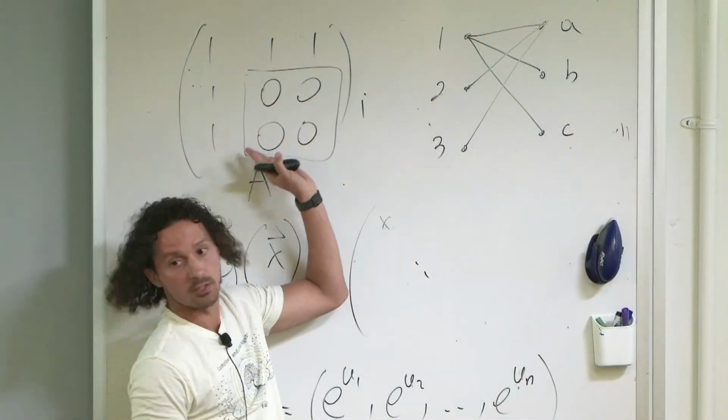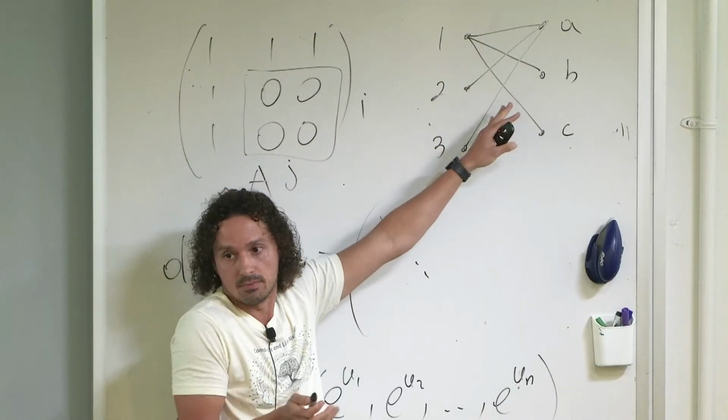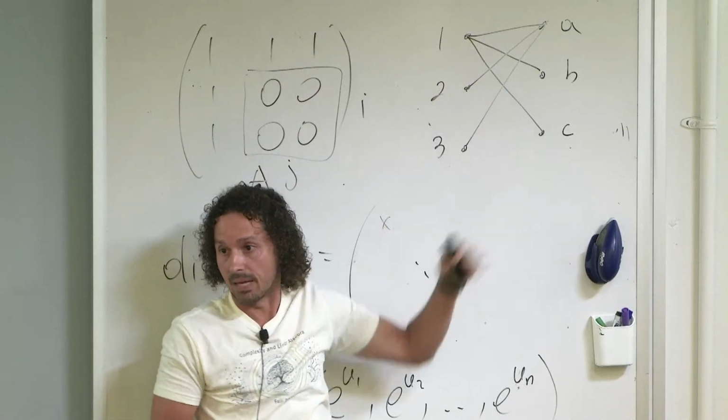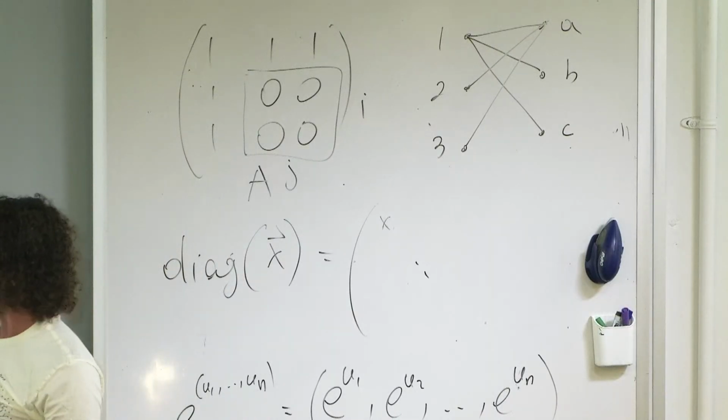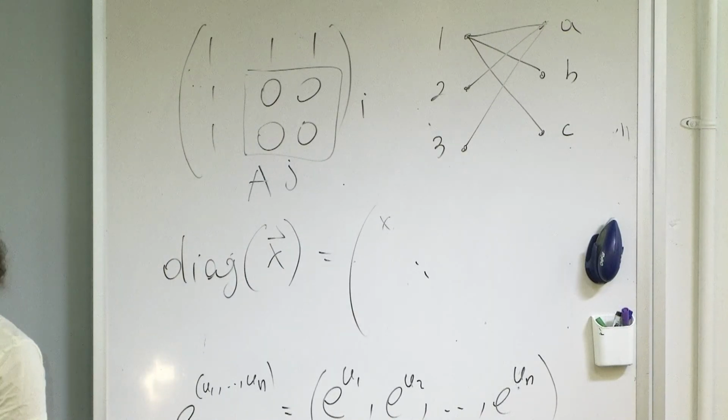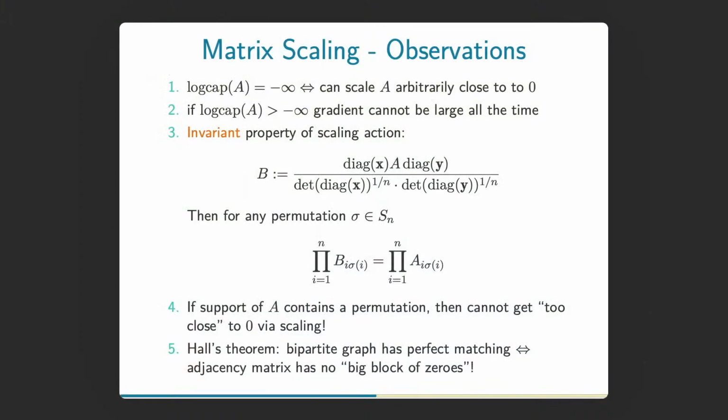So now we know we have this invariant. If my matrix has support on some permutation, I cannot drive the product to 0, which means that if I consider the support as a bipartite graph, this bipartite graph has a perfect matching. That's the connection from perfect matching to this problem. But if not, then A has to have this giant block of zeros. And we already showed that if A has a giant block of zeros, I can never scale close to doubly stochastic. So this is already a proof.